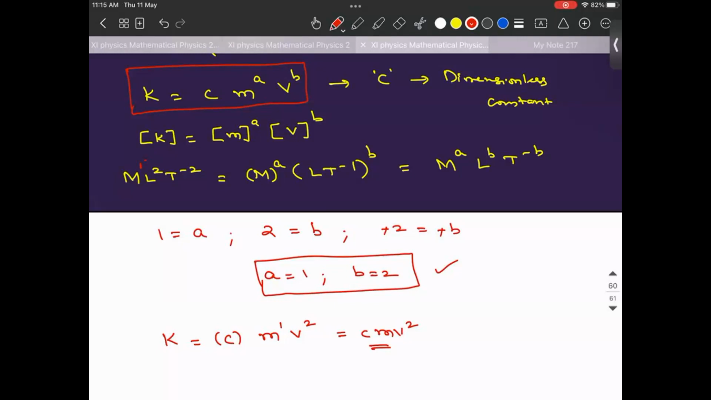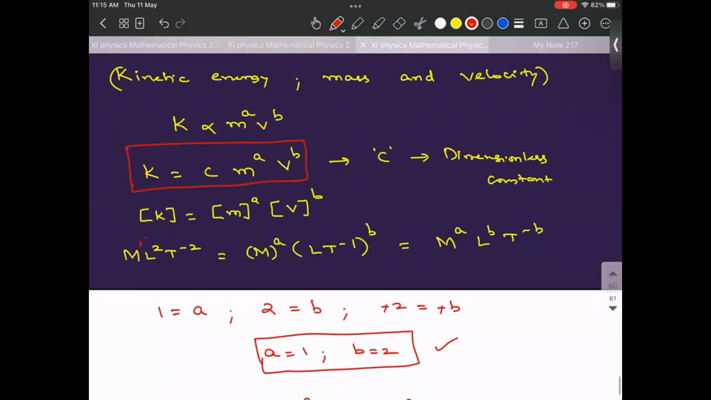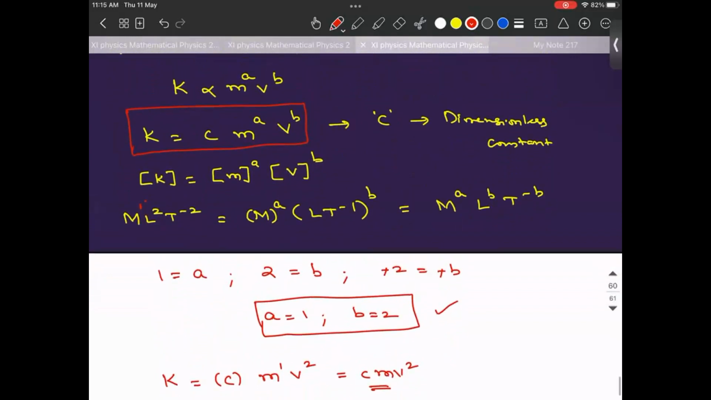Am I clear? Are you able to understand what I'm saying? Yes, sir. Okay, so this is the meaning of deriving a physical quantity in terms of other physical quantities. Is that clear? Yes, sir. You can make a note of this.